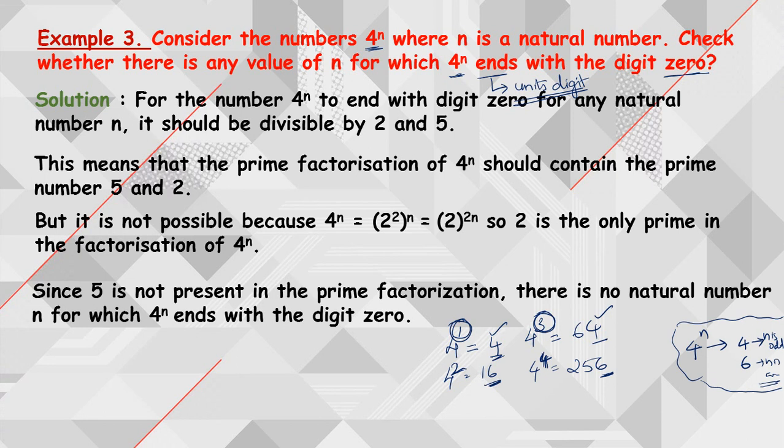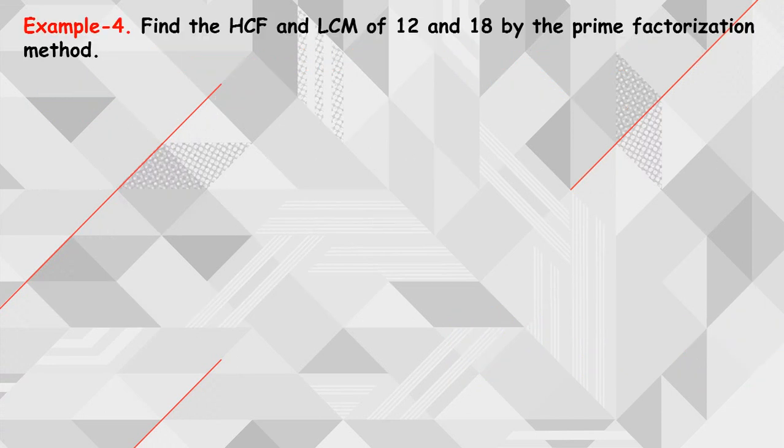So this is nothing but the theoretical approach. By means of prime factorization, we can say 4 power n can never end with the digit 0 because it doesn't contain the prime factor 5. Okay, based on these we have different types of questions which might be asked, right? Now let us see example number 4.